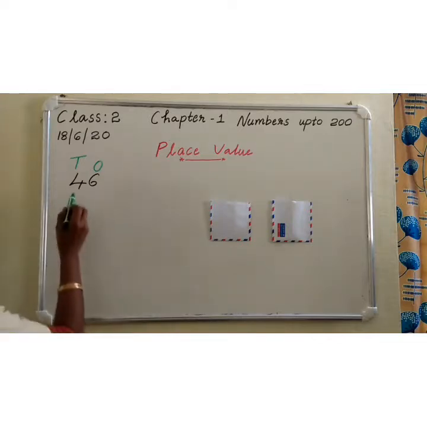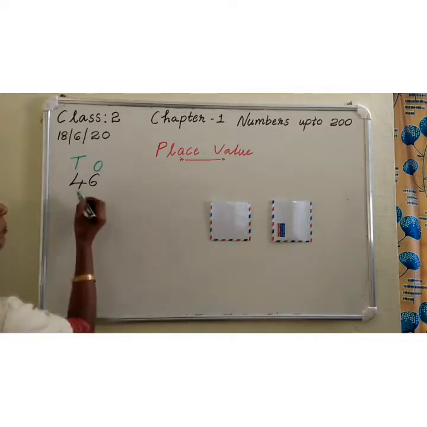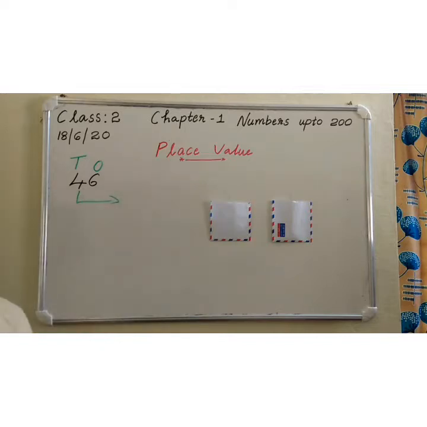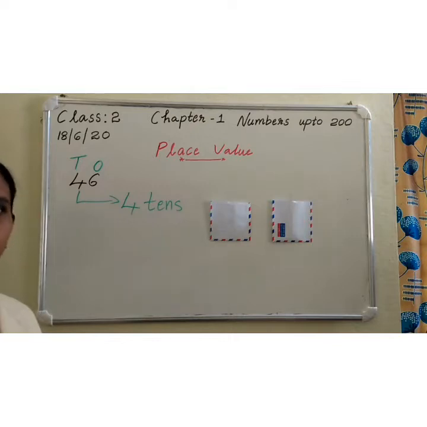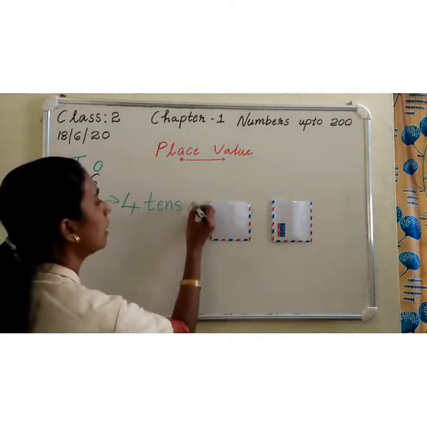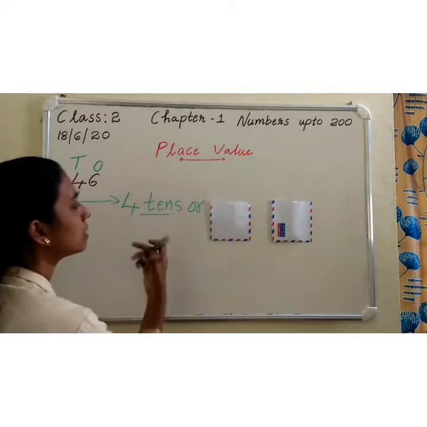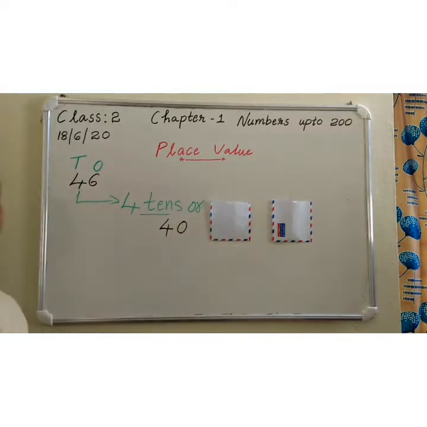So, we have to say the place value of 4 in this number 46. It is 4 in which place? Tens place. So its place value is 4 tens. How many tens are there in 46? There are 4 tens. So the answer is 4 tens. 4 tens means 40.